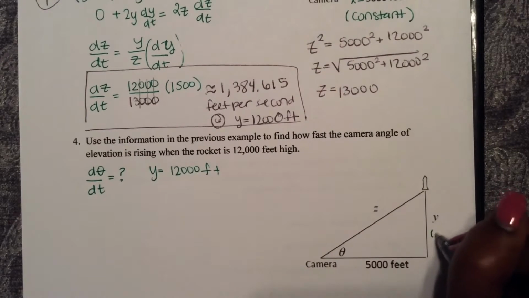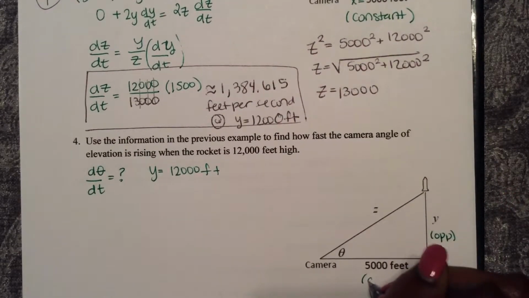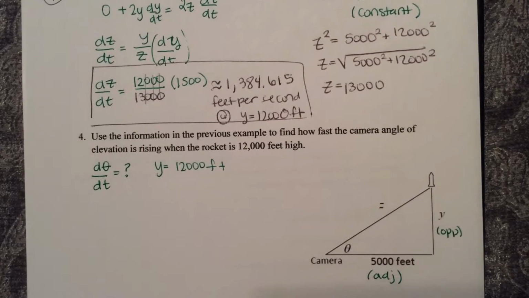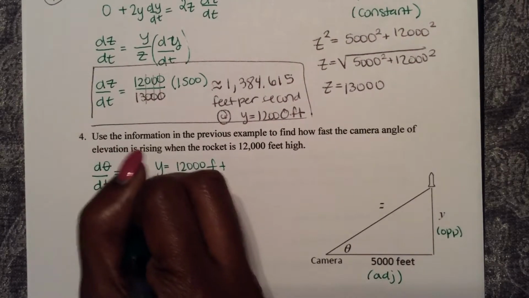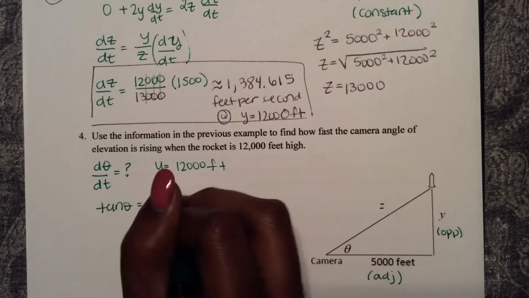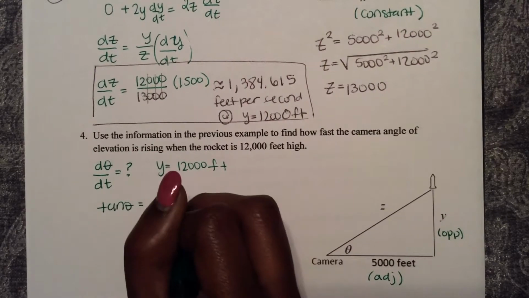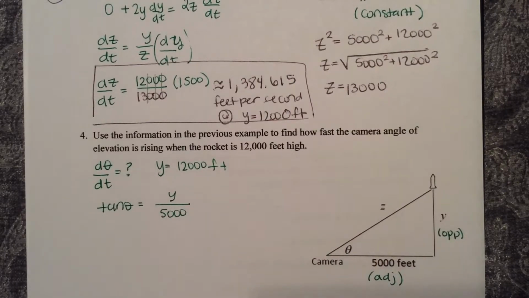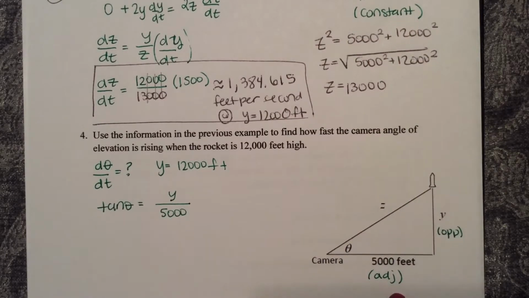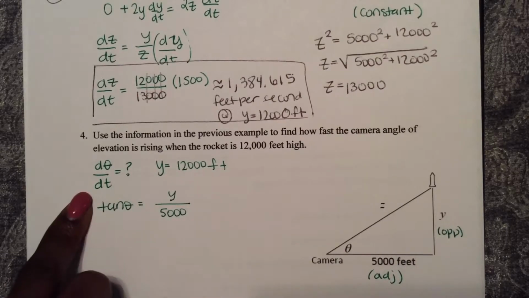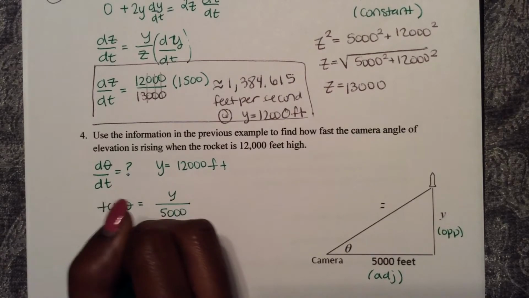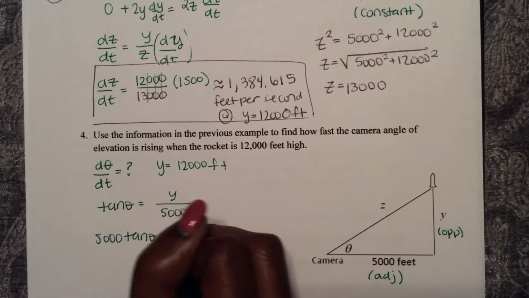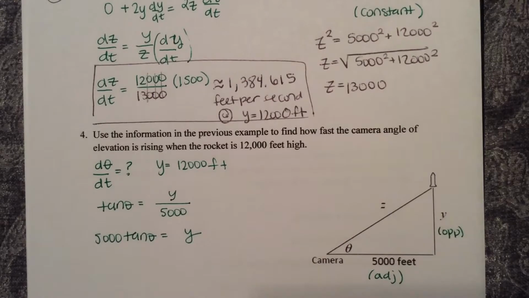Well, this is my opposite side, and this is my adjacent side, so I can use tangent. Tangent of theta equals opposite over adjacent. And remember, this adjacent is a constant that never changes. So in order to make this look a little better, I'm going to multiply the 5,000 this way. 5,000 tangent theta equals y. It just doesn't really make much of a difference. You don't have to do that.